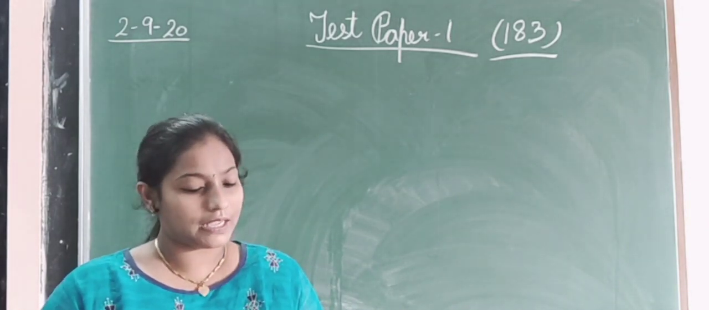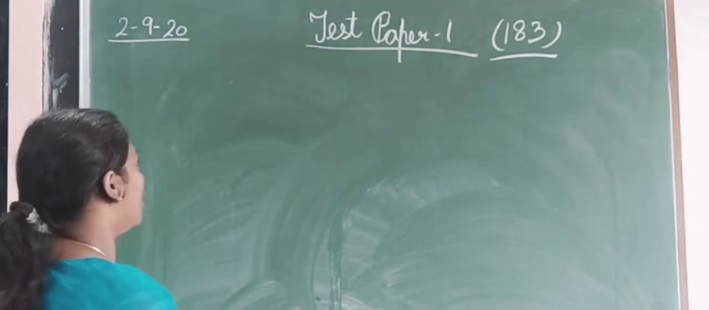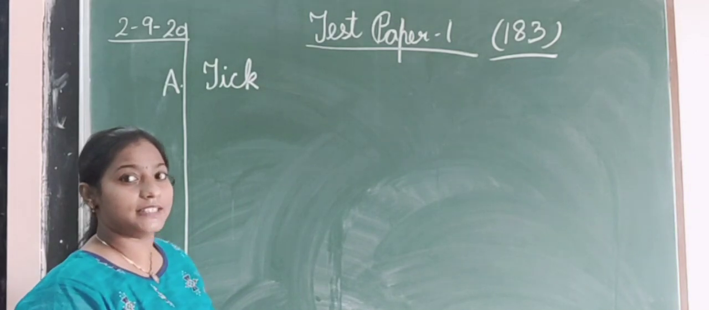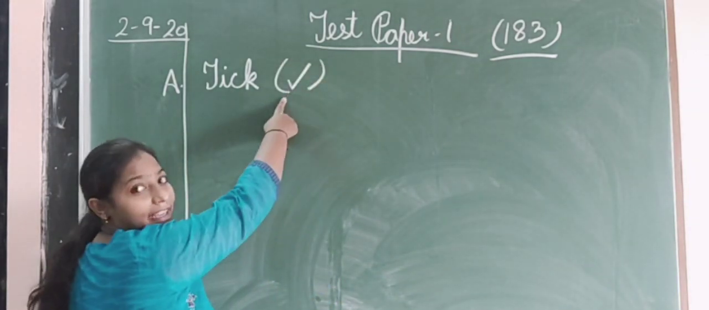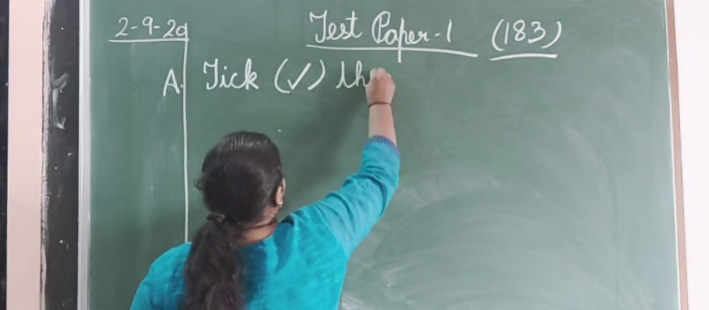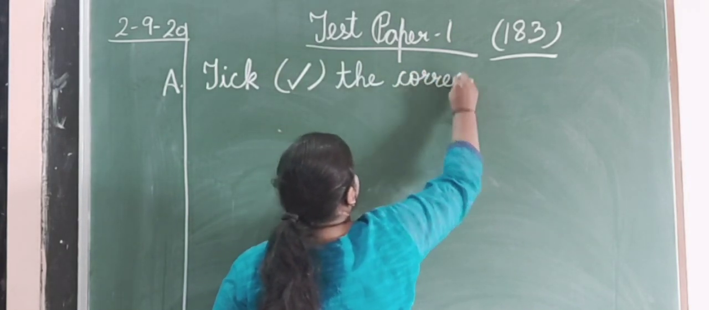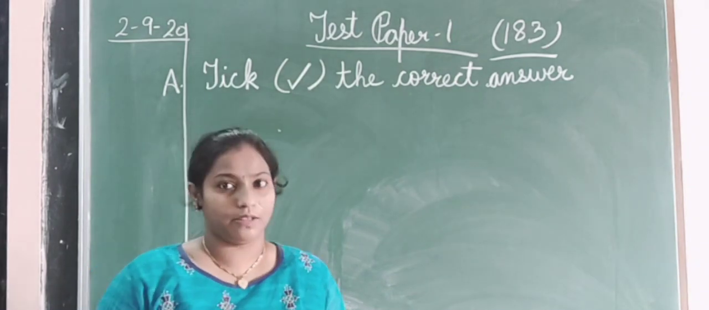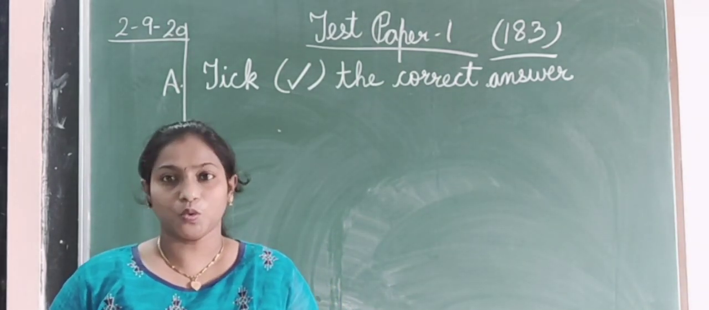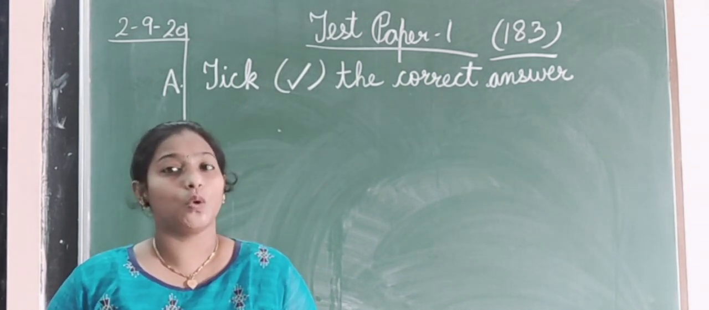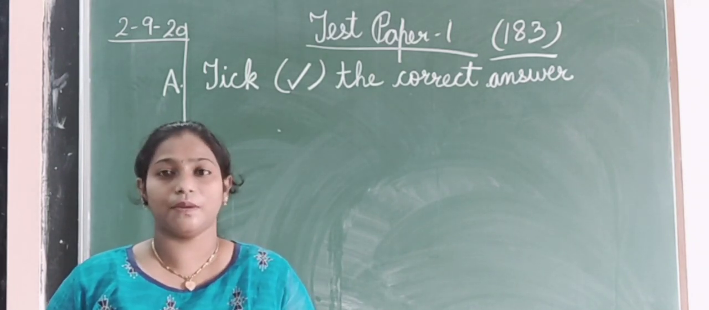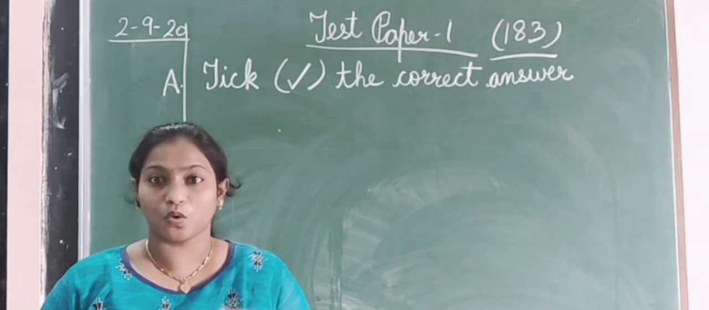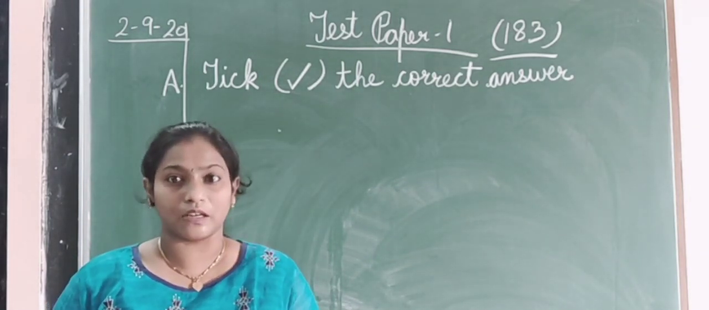So first is A. It is written: tick the correct answer. T-I-C-K, tick, and the sign is given, a tick sign in the bracket. C-O-R-R-E-C-T, correct, A-N-S-W-E-R, answer. Now you know how to solve this. There are two answers given, in blue letters, and only one of them is the correct answer. In this sentence two coloured words are given, but only one answer is right. If you tick both, you will not get marks. This you know now, as you have done in your unit test.